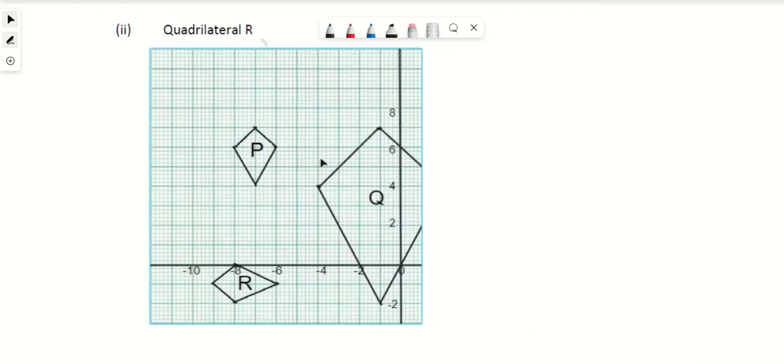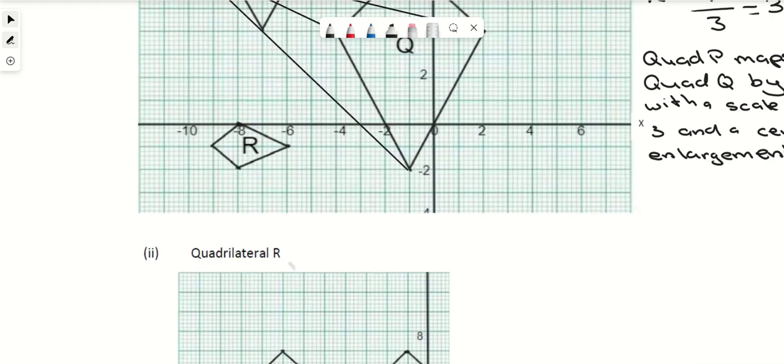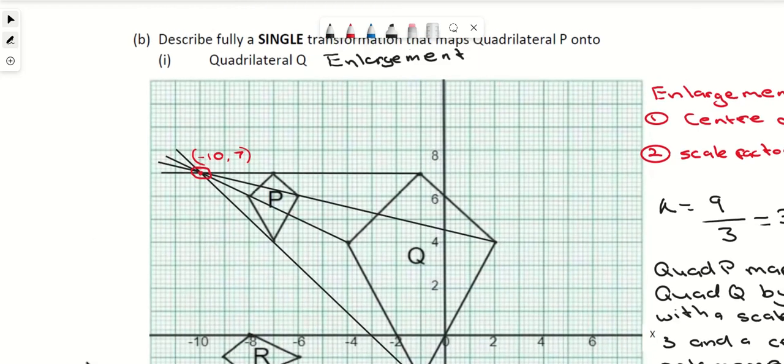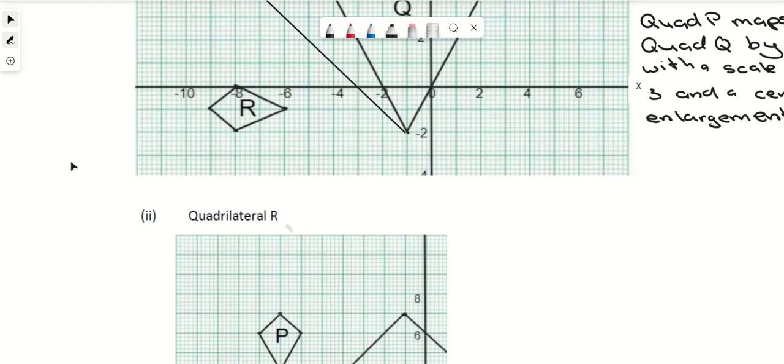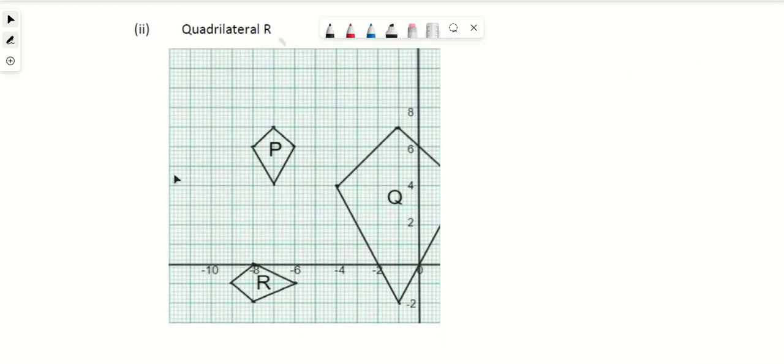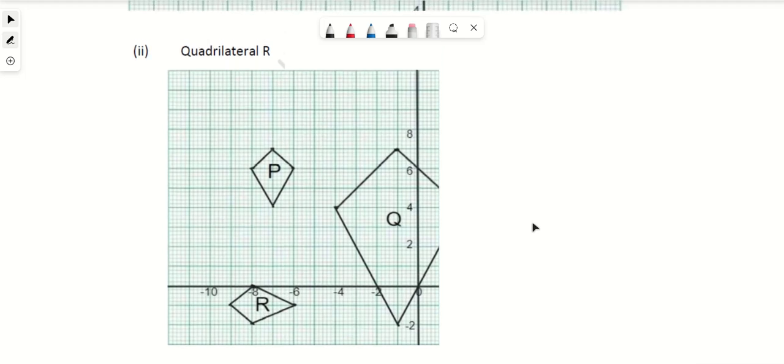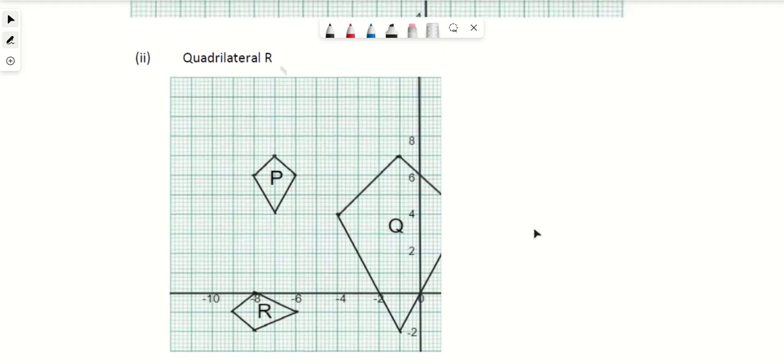Okay, this is part 2 of B. They said, describe fully a single transformation that maps quadrilateral P onto quadrilateral R. I have a little part of the graph so that we can see P and R. If we look at the orientation of R, compared to how P was before, we can clearly see that this is a rotation.